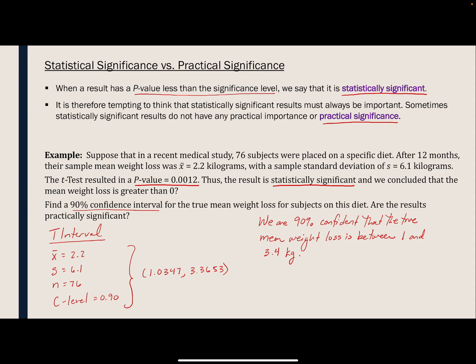I want you to notice, though, that this idea of practical significance is an opinion. So I'm giving my opinion. Other people might say, hey, 7 pounds, that could be the true mean, and that's pretty good. So I'm going to say that is practically significant. I would do that diet. But in my opinion, this is not practically significant.